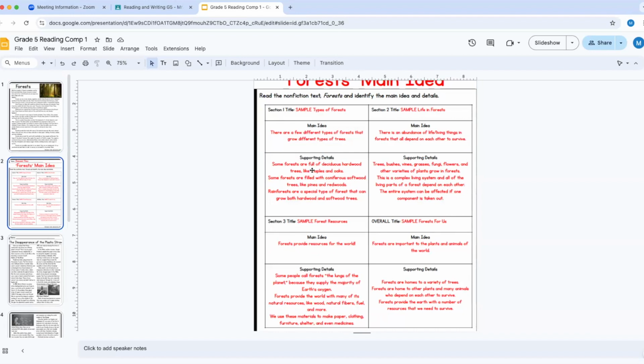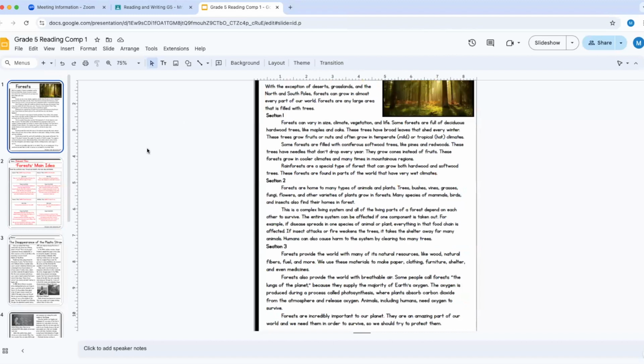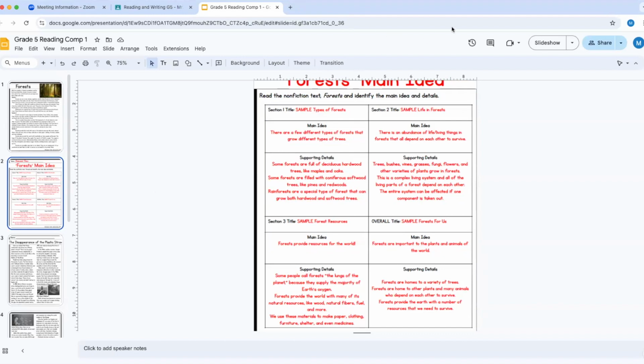And then all these are the supporting details that were grabbed from the text. Okay, if we take a look at the second paragraph, we can see life in the forests. Section 2, different types of animals and plants, mammals and birds live there. Where else? The food chain, all that kind of thing. So the idea is all about the different types of animals and plants. Pretty straightforward, right? And if we look here, we can see the main idea is that there's a different life of different living things in the forest, and they depend on each other.